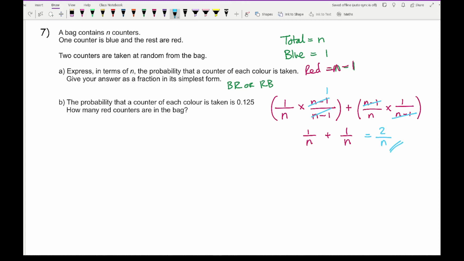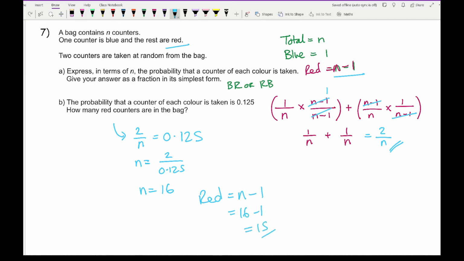For B, it then says the probability that a counter of each colour is taken is 0.125. How many red counters are in the bag? So for this, what I need to do is make 2 over n equal to 0.125. Then n is going to equal 2 over 0.125, so n equals 16. Now the question is asking how many red counters are there? Well, the number of red, if you notice, is n take away 1, so it's going to be 16 take away 1, so the answer then is 15.